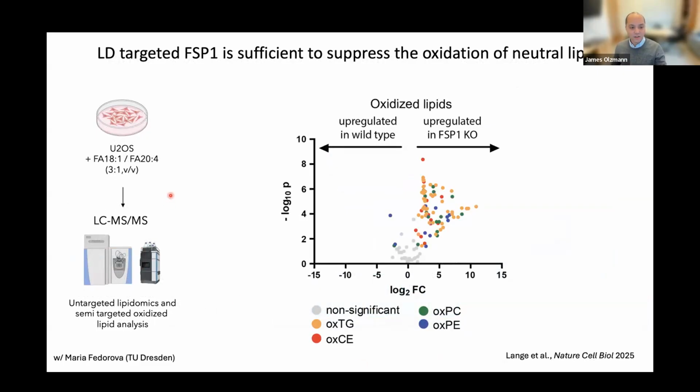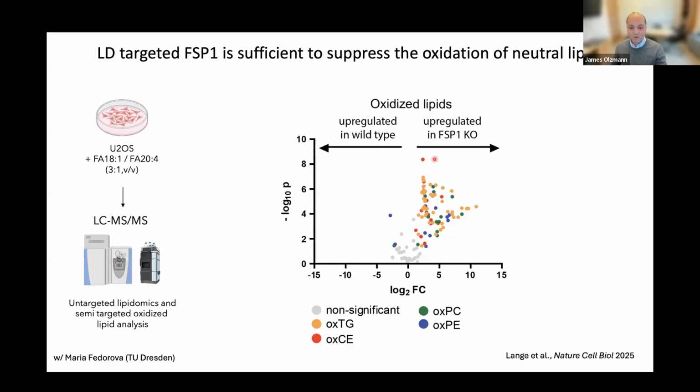So what Mike did is he loaded U2OS cells with fatty acids. These have relatively low lipid droplets under basal conditions. So we stimulated the formation of lipid droplets so we could look at the consequences for neutral lipids. And then he performed both untargeted lipidomics and semi-targeted oxidized lipid analyses.